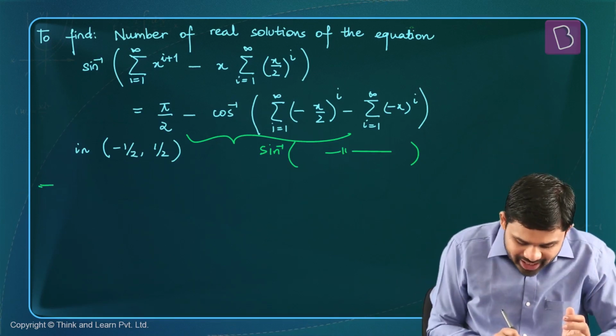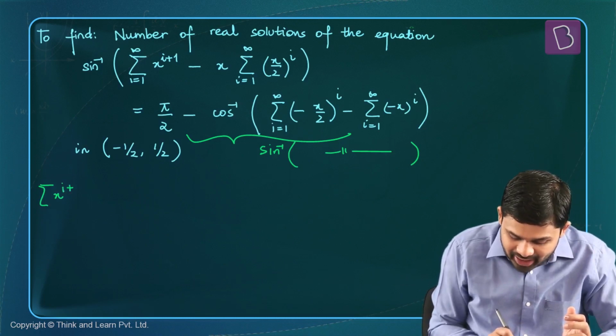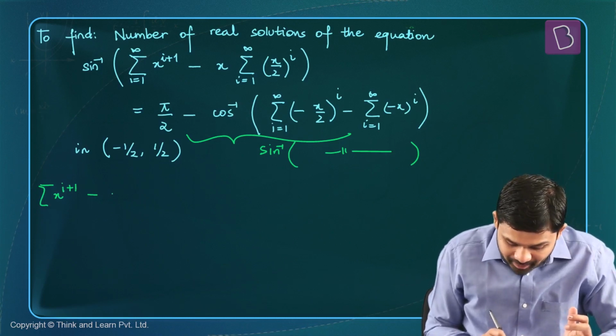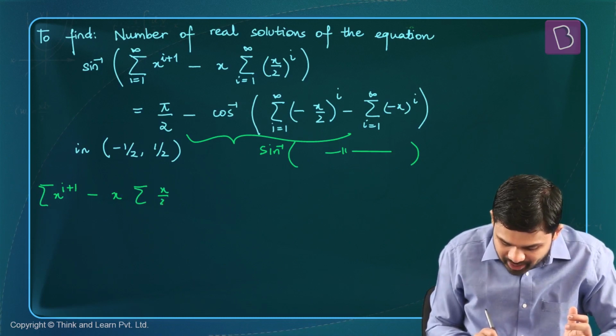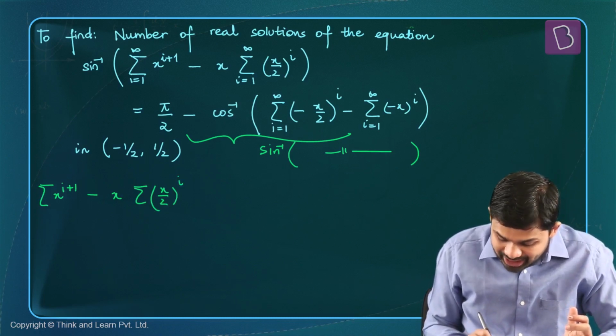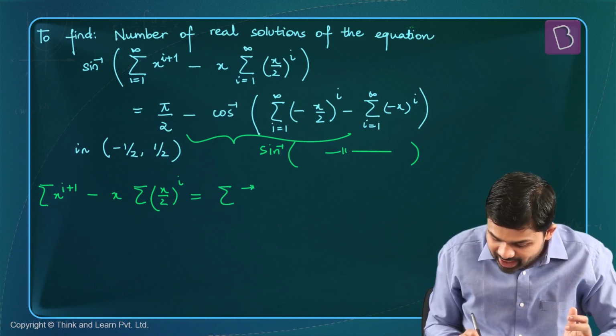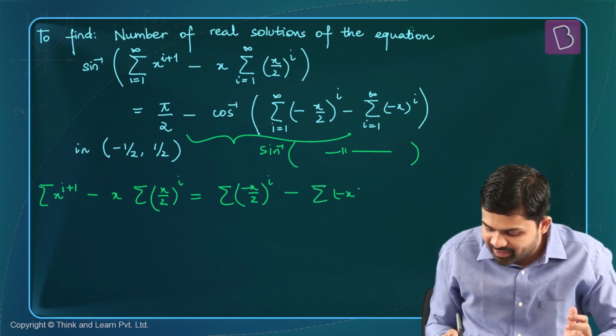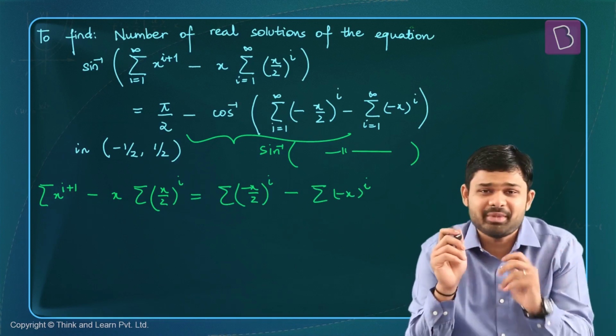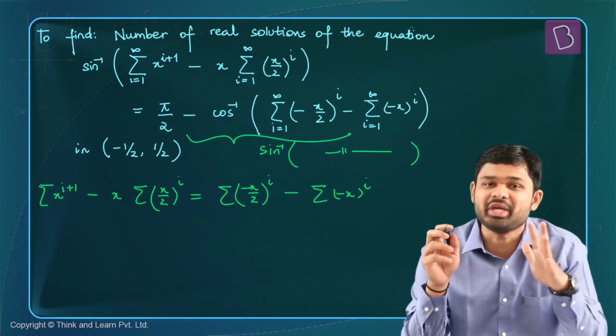So we are going to get the arguments of both the left hand side and the right hand side to be equal. We get the summation of x to the power i plus 1, minus x times the summation of (x/2) all to the power i, which will be equal to the summation of (-x/2) to the power i minus the summation of (-x) to the power i. So in all of these summations, i is running from 1 to infinity.